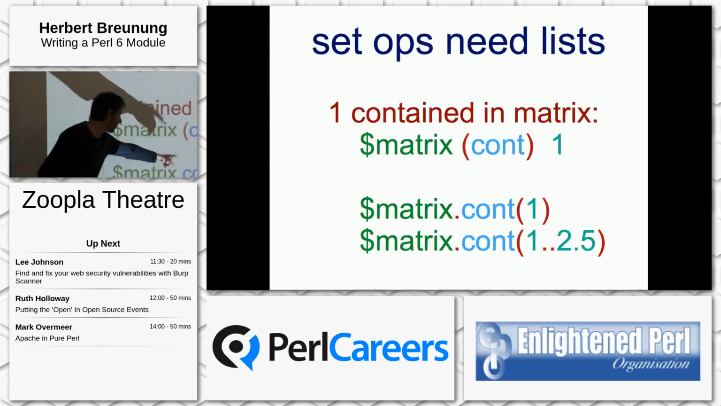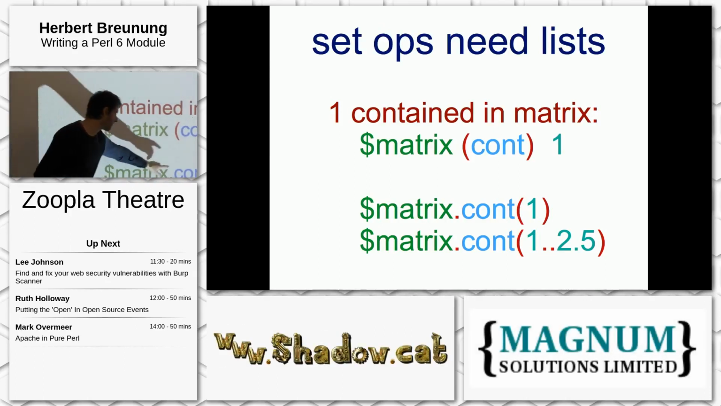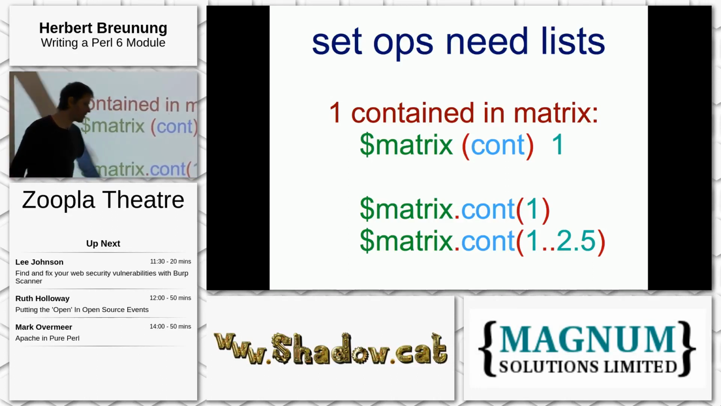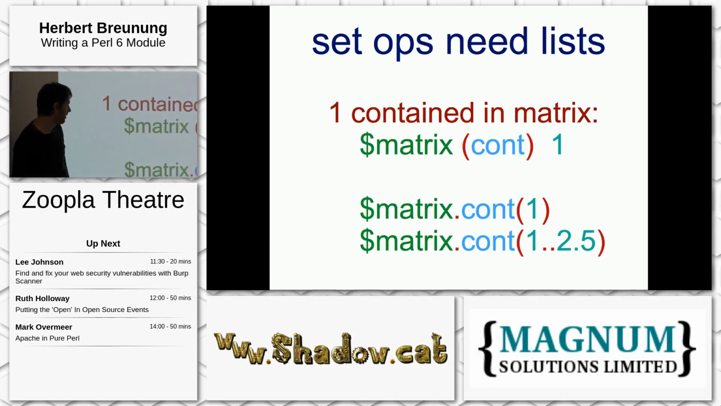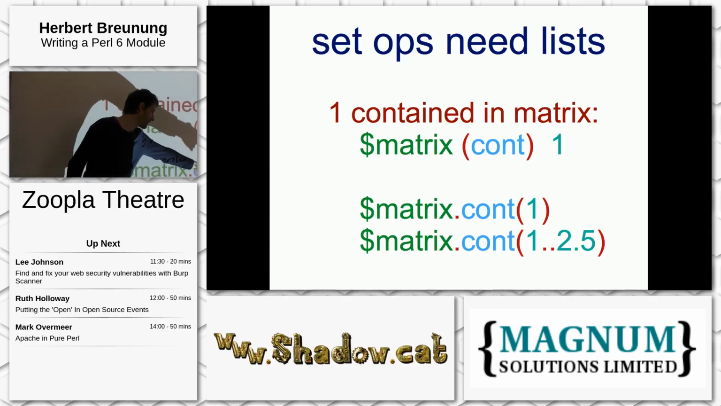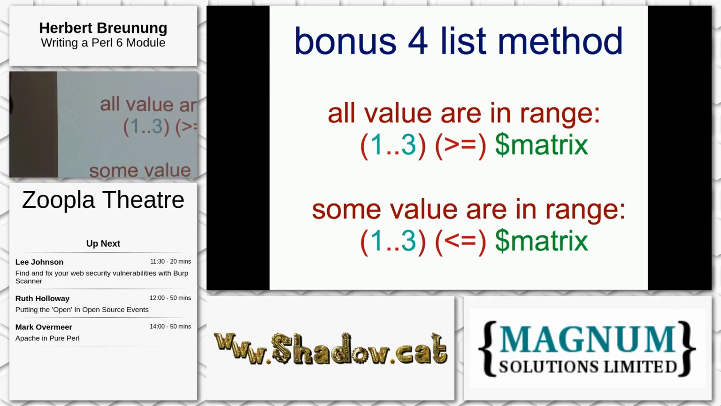Because this one is so useful, I made this cont method, and this is what you've seen before. This is a special case, and it's overloaded. It works also on ranges. So I can ask, have I a value in this matrix which is in this range? Maybe you want to know. I think it's useful. And so on. There are many.